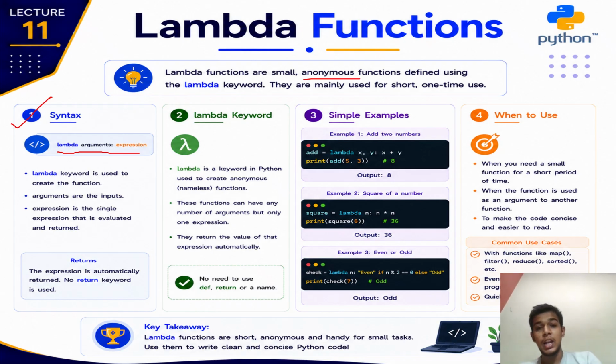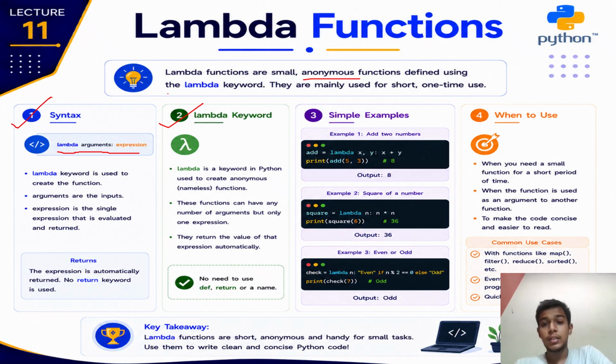Now let's understand the lambda keyword. The lambda keyword is used to create anonymous functions. These functions do not have a function name like normal functions created using def. Another important point is that lambda functions can take any number of arguments, but they can contain only one expression. That single expression is automatically evaluated and its result is returned. Because of this, lambda functions are mainly used for small calculations or quick operations. So you don't need to write the def, return, or even give the function a proper name unless you want to store it in a variable.